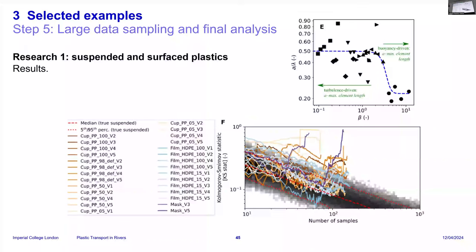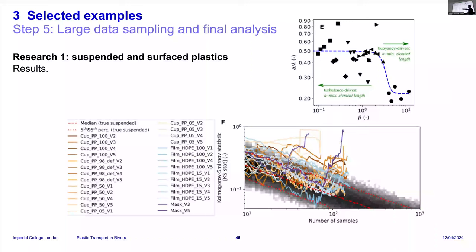What we discover is that there is a region very close to the free surface, which is more or less the size of the plastic that you are studying. So when the distance to the free surface is about the plastic size, the plastic can touch the free surface, and the balance of forces around the particle changes. You don't only have turbulence and gravitational forces in the immersed weight, but there are other things happening there.